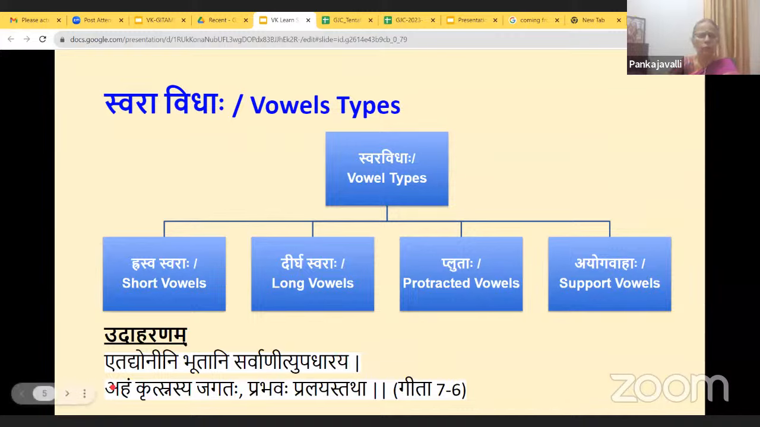Aham. A is a gunitakshara, a hrasva swara, and ham is an anuswara. Ha plus m. Krishnasya, kru is a gunitakshara, k plus rukara. Kru is joining only with a rukara vowel. Rukara is a vowel, a hrasva swara. Krishna is a three-consonant joining gunitakshara. It is again a samyuktakshara. Sya is again a two-letter samyuktakshara, s plus y plus a. Jagatah. Ja is j plus a. Ga is g plus a. Tah is t plus a plus visarga.